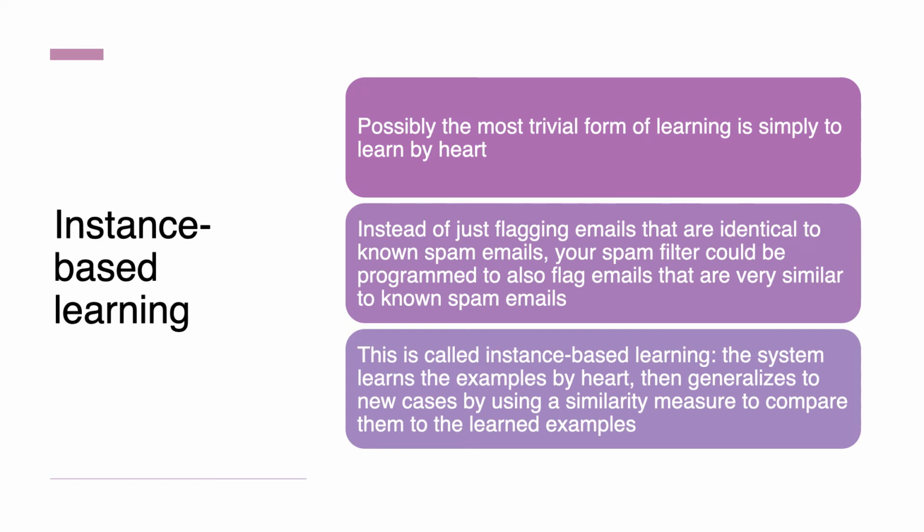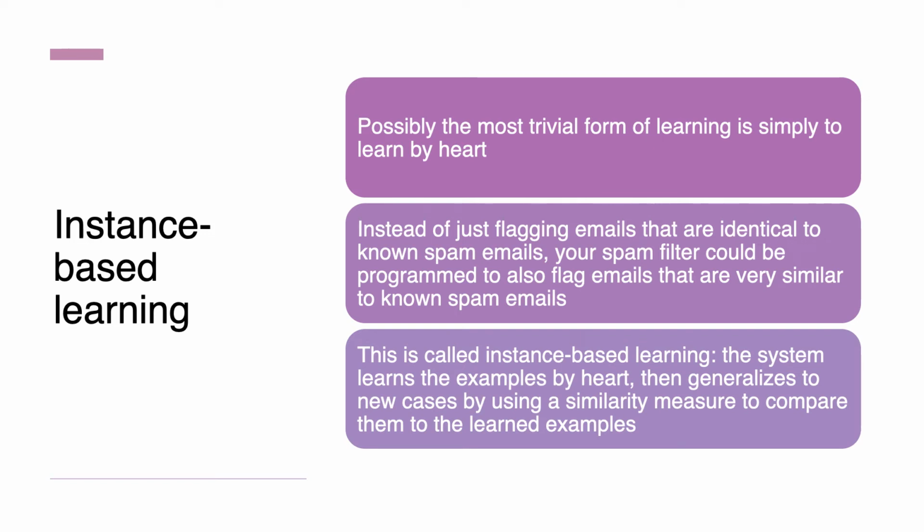Instead of just flagging emails that are identical to known spam emails, your spam filter could be programmed to also flag emails that are very similar to known spam emails. This requires a measure of similarity between two emails. A very basic similarity measure between two emails could be to count the number of words they have in common. The system would flag an email as spam if it has many words in common with a known spam email. This is called instance-based learning.